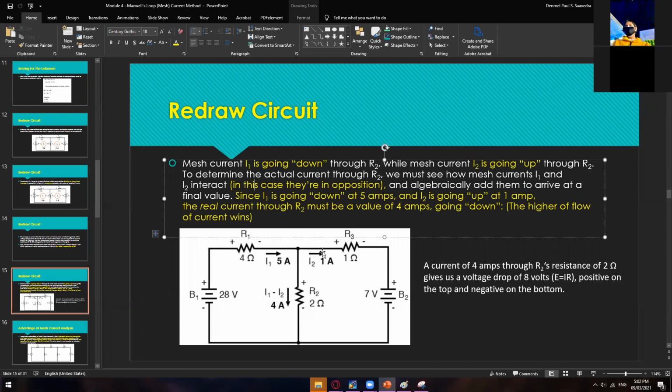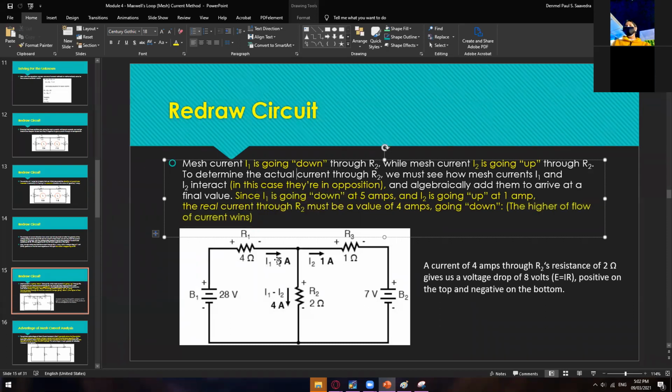And then your 1 amp here is just flowing on the R sub 3. In that case, we don't have contradicting currents flowing down below and going up on the other side. Basically it's common sense already, since we have a higher voltage source on the left side compared to the right side, which is just 7 volts. So the higher flow of current wins. This is the best explanation for this one.